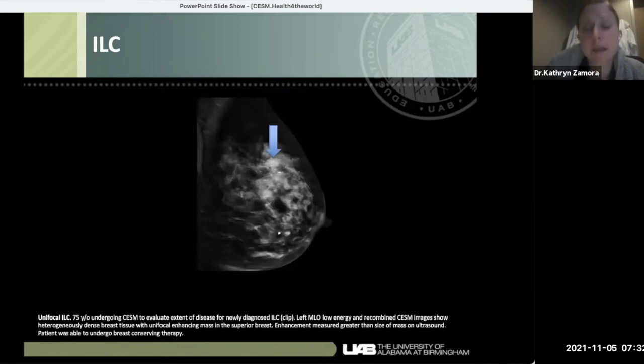Here's an example of invasive lobular carcinoma, the second most common type of breast cancer, following invasive ductal carcinoma. This is a unifocal invasive lobular in a 75-year-old woman that underwent contrast enhanced mammography for extent of disease given her pathology of invasive lobular carcinoma and her dense breast tissue. You can see here demarcated by the arrow, a partially obscured mass with a biopsy marker.